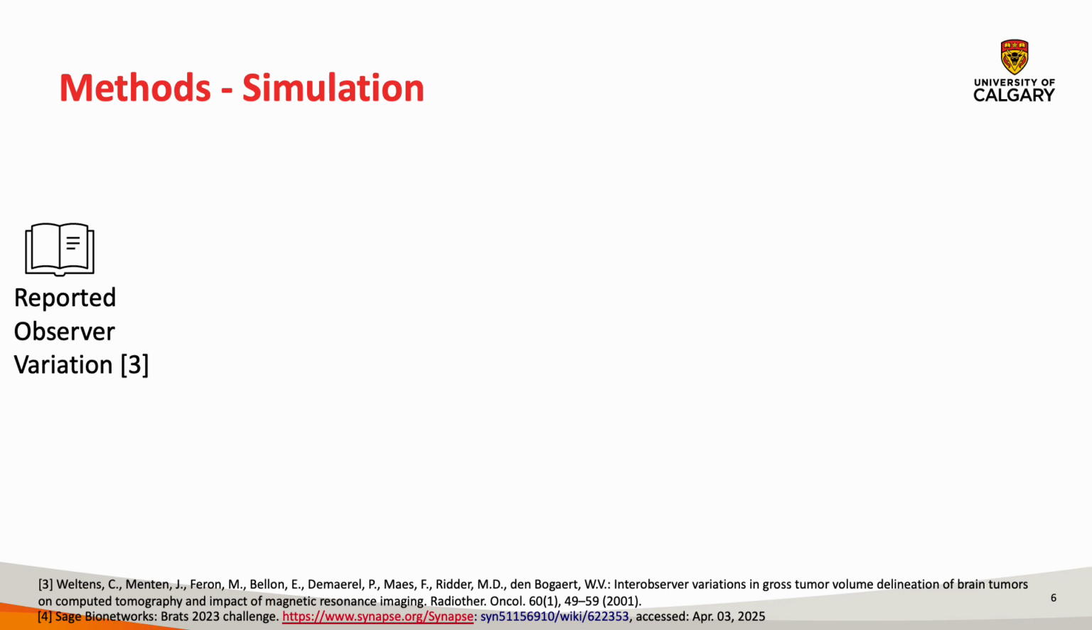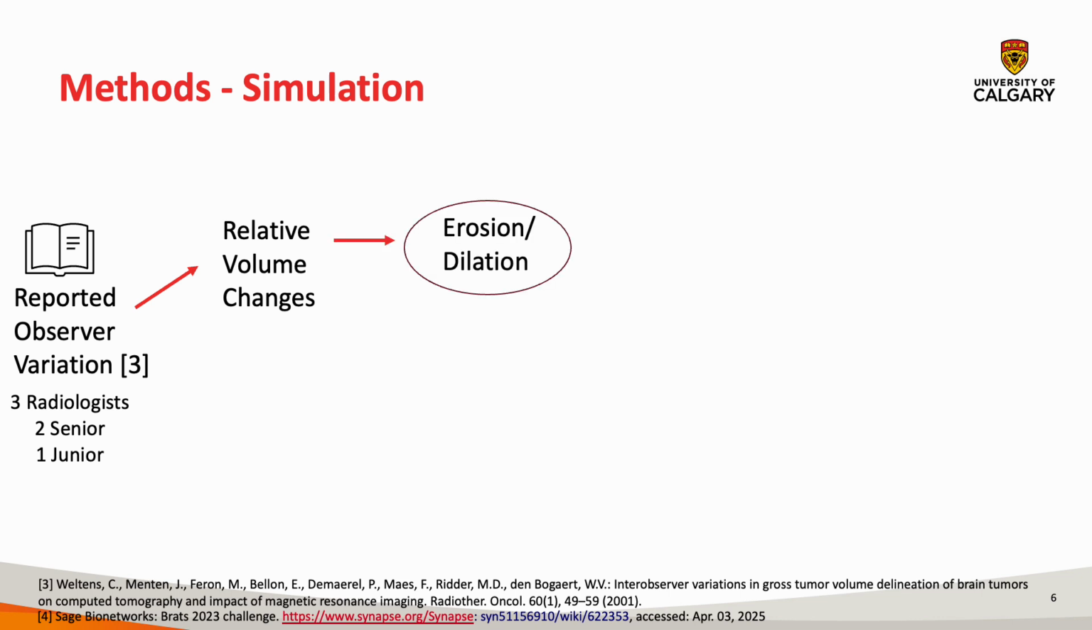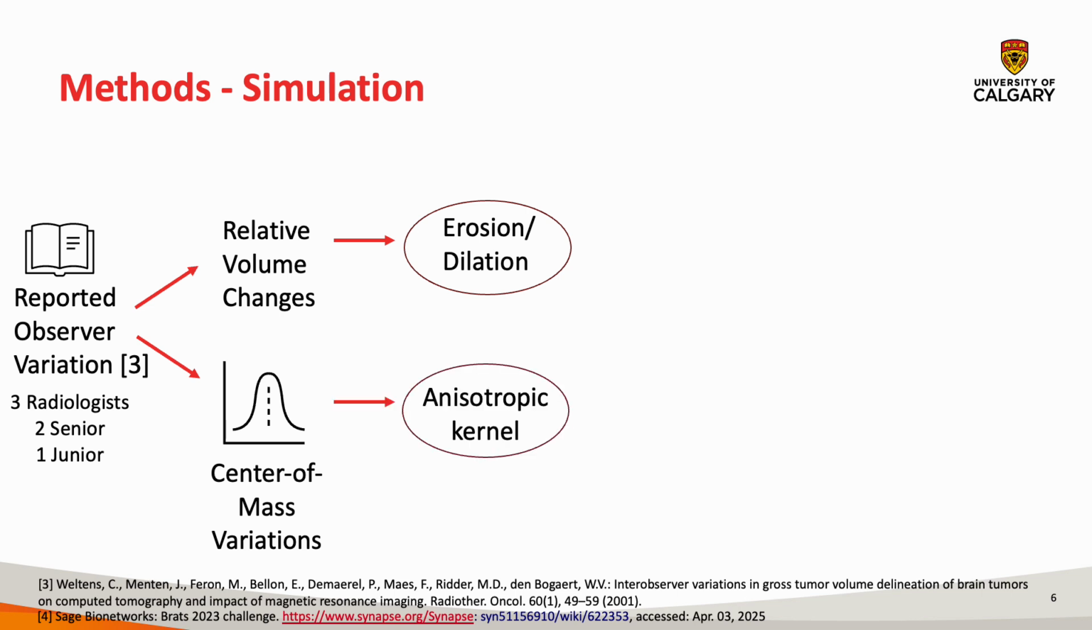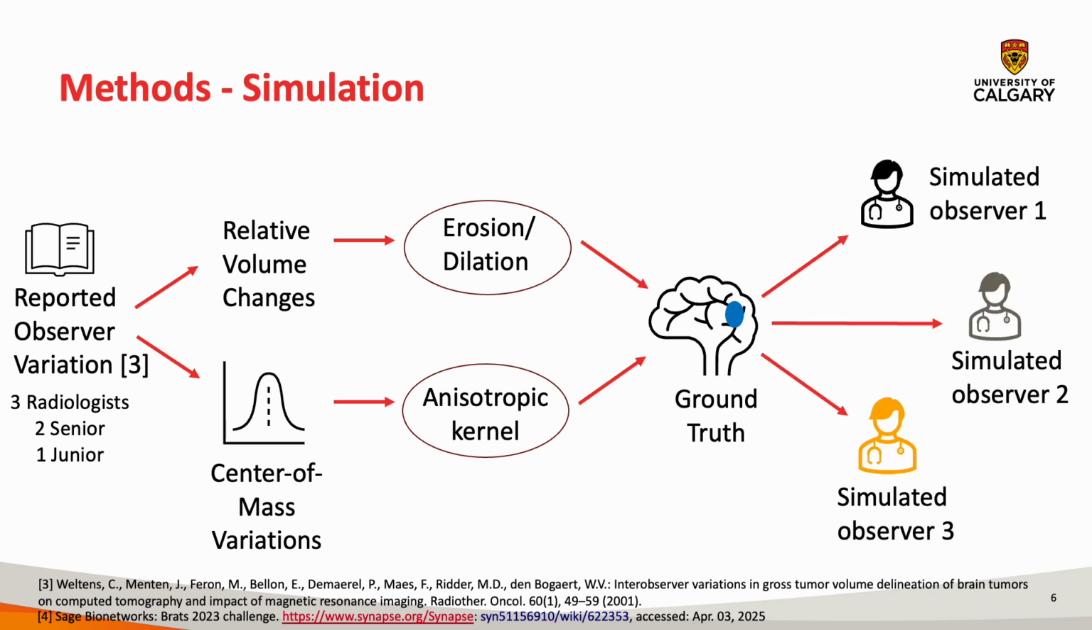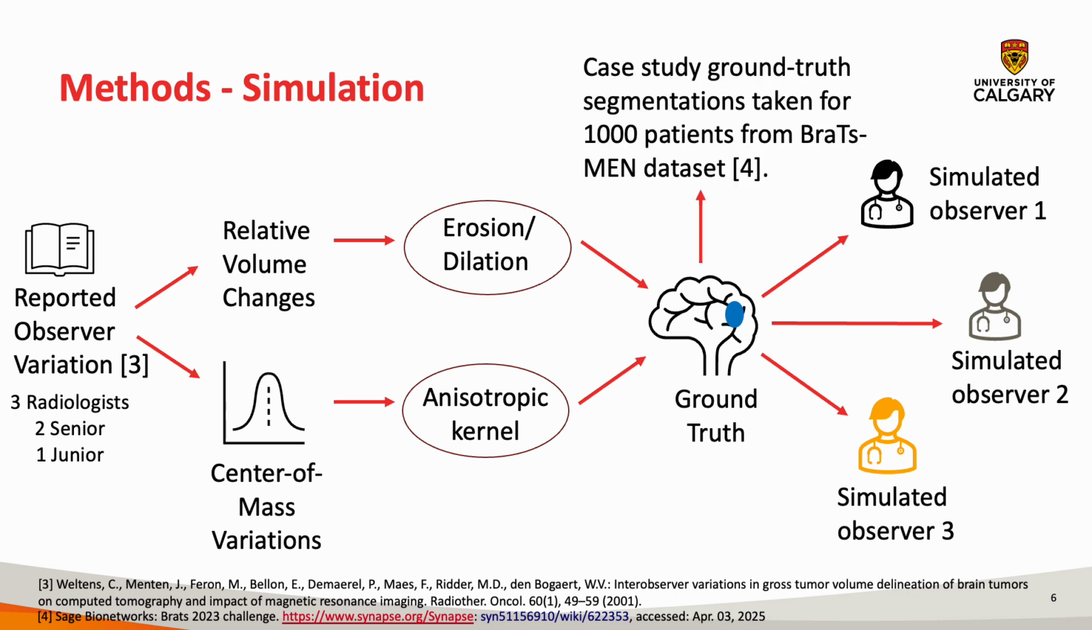So in our simulation, we modeled inter-observer differences off of a study which reported segmentation variability among 3 radiologists, including different experience levels. Specifically, we used the reported relative volume metric to simulate over and under segmentation patterns, which we achieved using morphological operations. Spatial differences were modeled using mean center of mass differences and were introduced by modifying the shape of the morphological kernel. We then applied both of these changes to a ground truth segmentation mask in order to create our 3 simulated observer profiles. For our case study, we used 1,000 patients from the BraTS meningioma dataset as our ground truth labels.